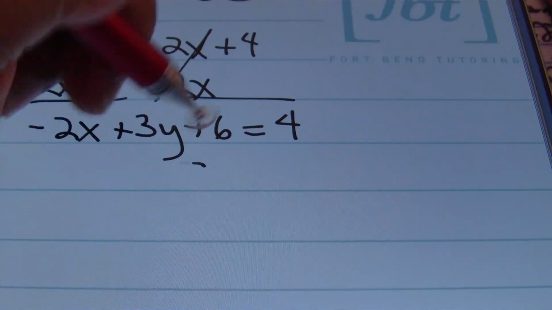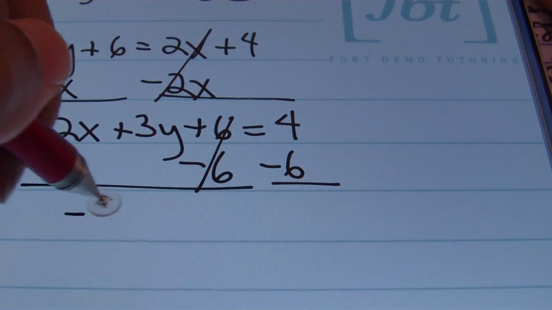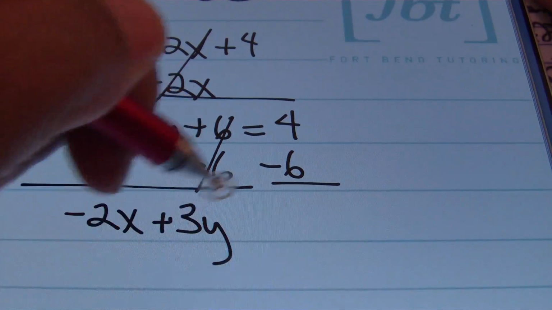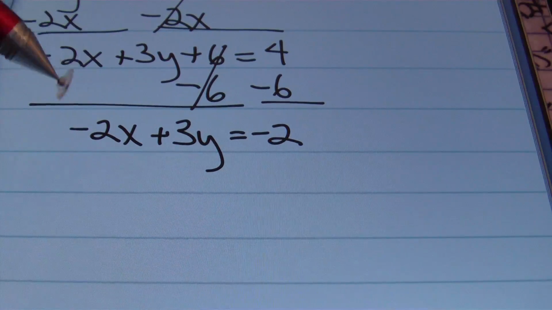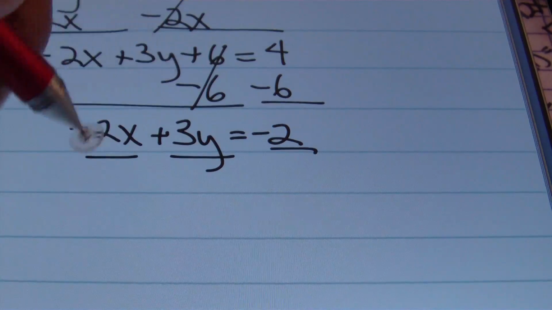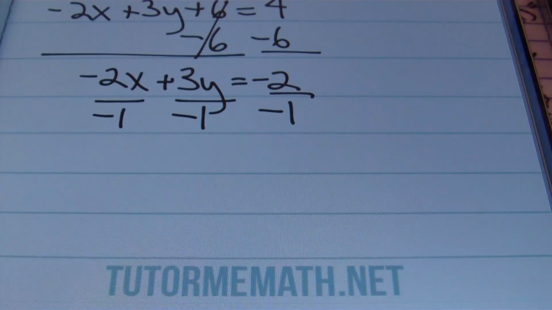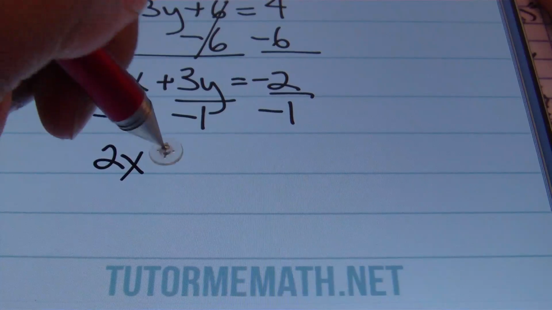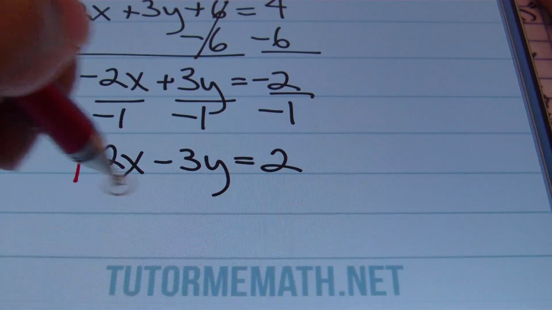Then we'll subtract 6 to both sides of the equal sign. This gives you negative 2x plus 3y equals negative 2. All right, and then because our first coefficient happens to be negative, we're going to divide everything by -1 to change the signs. I'm going to divide everything by -1 because that's my personal preference. That's the way I like to do it. So I'll end up with a positive 2x minus 3y equals positive 2, and this is our answer.